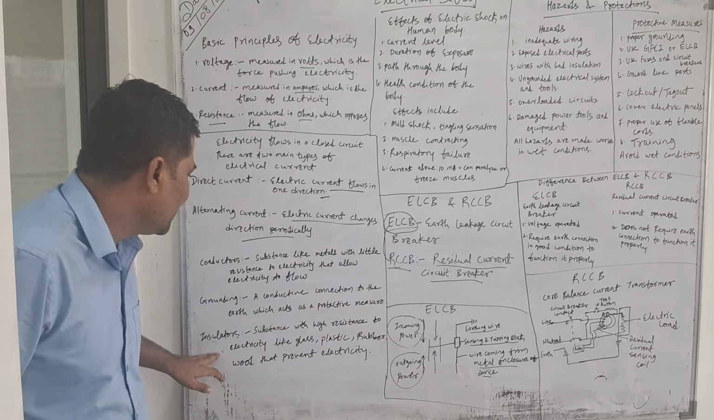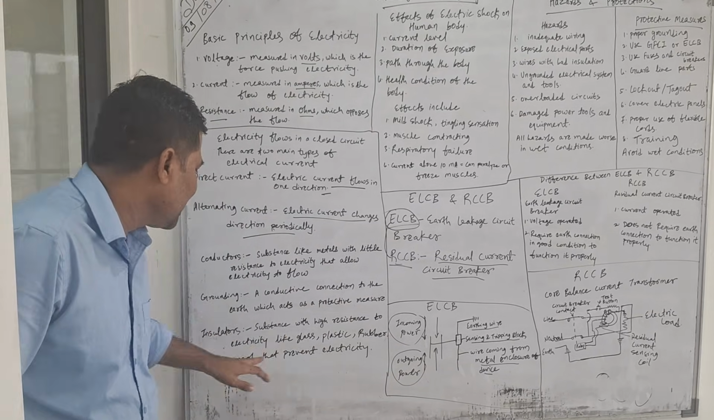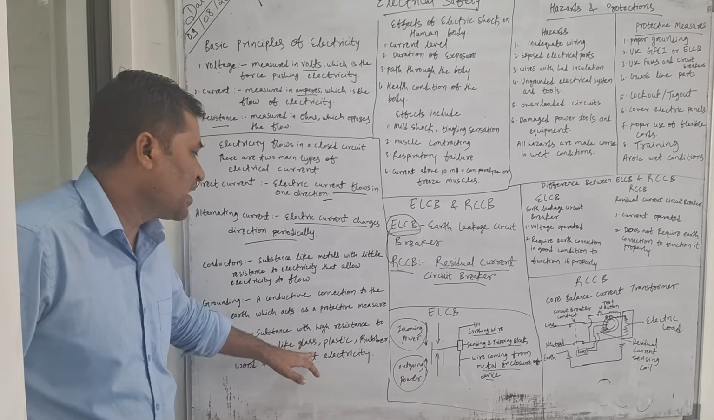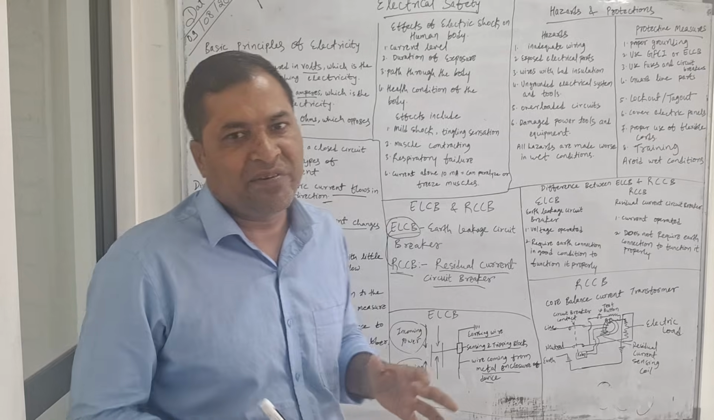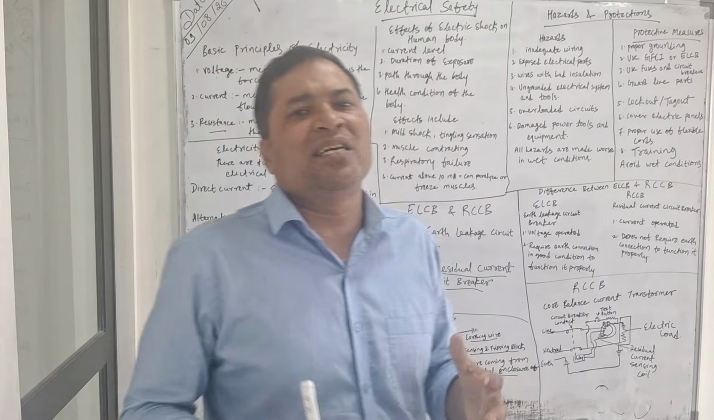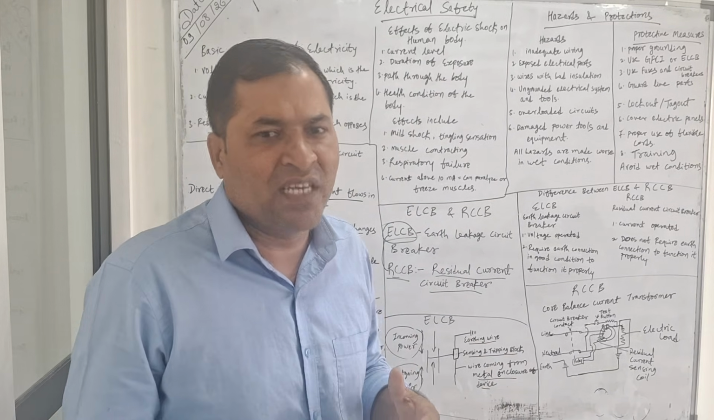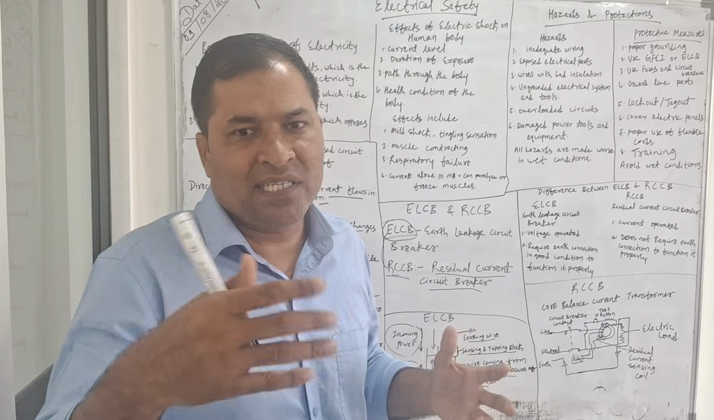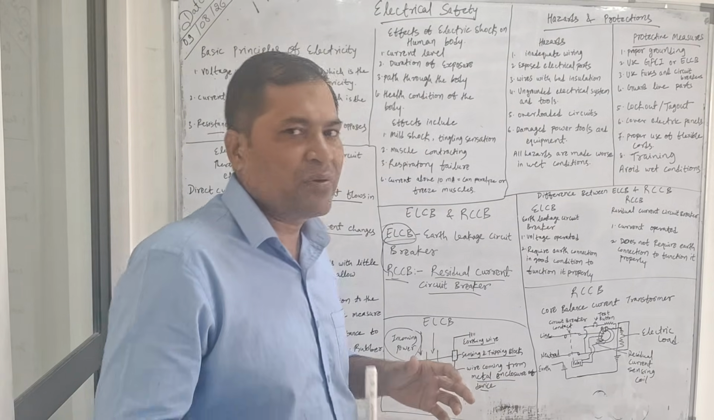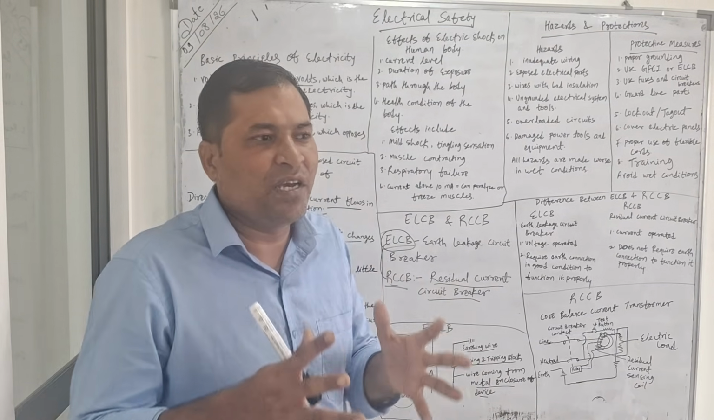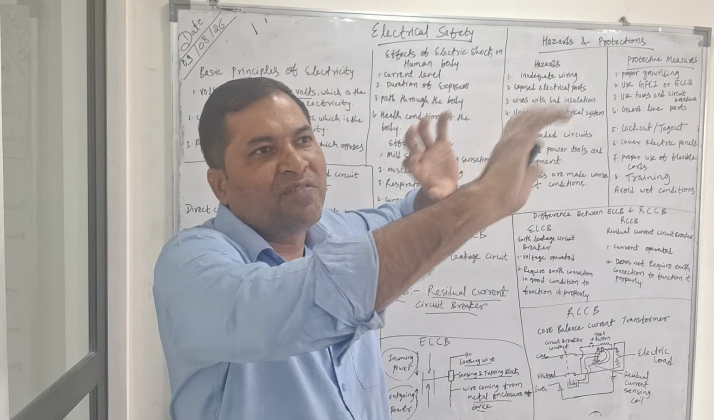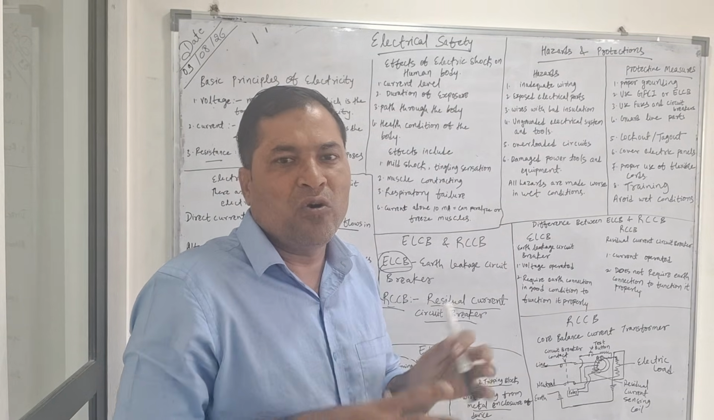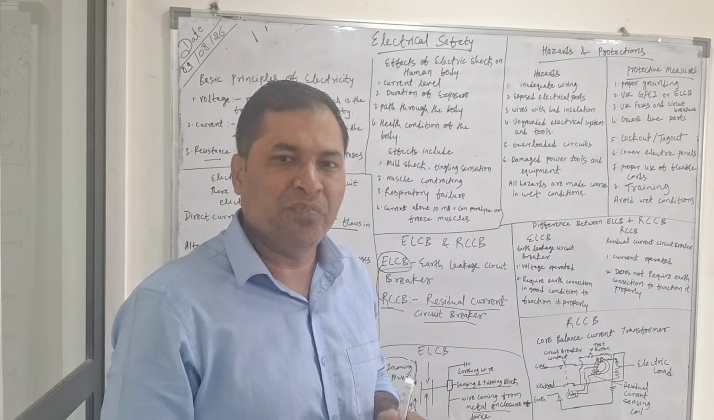Then insulators are substances with high resistance to electricity, like glass, plastic, rubber, and wood, that prevent electricity. You can say these are the bad conductors of electricity: wood, rubber, plastics, and so on. So you can protect yourself with the help of rubber gloves. If you are doing any wiring work in your company, always use rubber gloves as a protective measure.